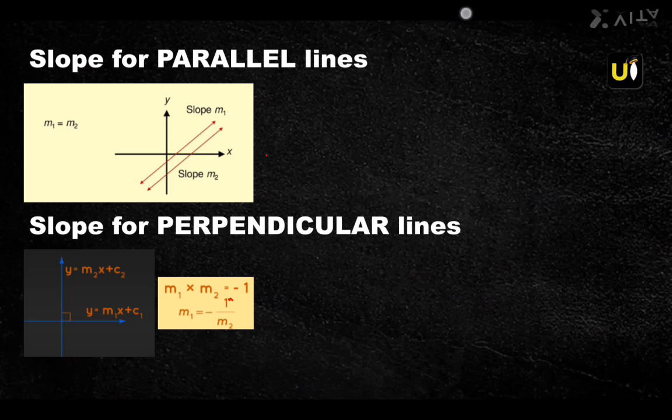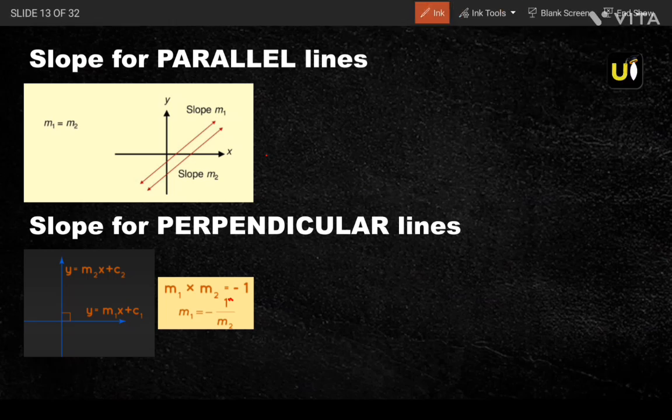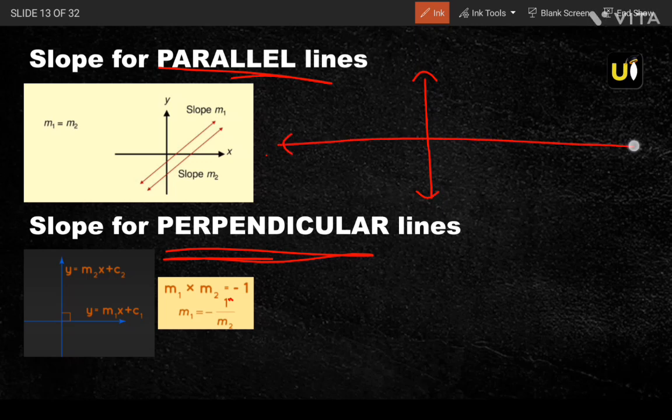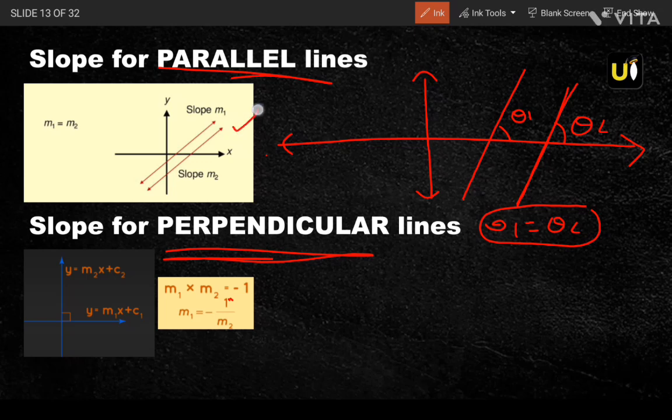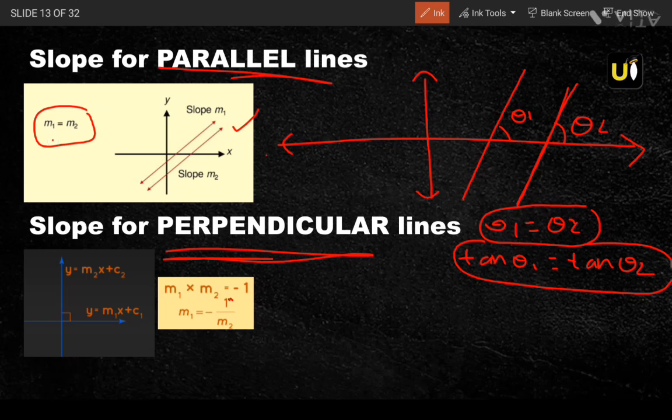Next, here we have two cases: parallel lines and perpendicular lines. Firstly, what are parallel lines? Parallel lines are the lines which make same angle with x-axis. Suppose we have two lines. This is theta 1 and this is theta 2. If theta 1 is equal to theta 2, then the lines are considered as parallel lines. That implies tan theta 1 is equal to tan theta 2. That means slopes of these two lines are also equal. So let m1 be the slope of line 1 and m2 be slope of line 2. If these two are equal, then they are considered as parallel lines.